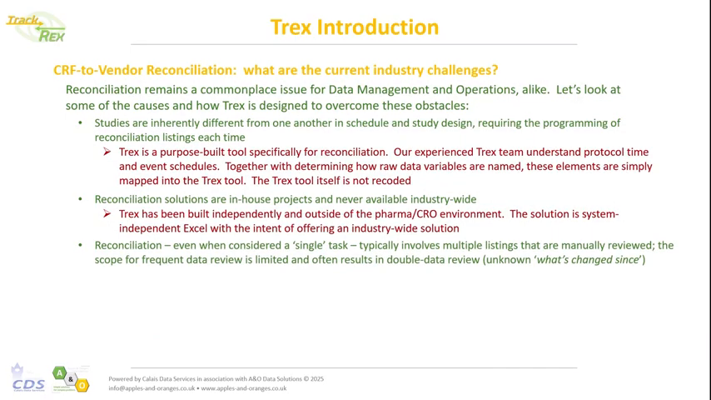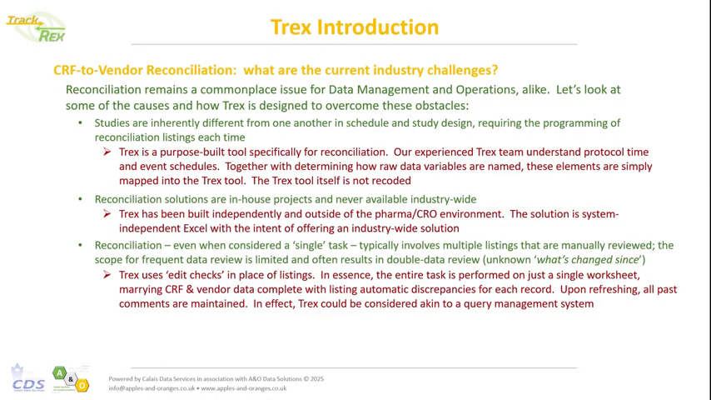Reconciliation, even when considered a single task, typically involves multiple listings that are manually reviewed. The scope for frequent data review is limited and often results in double data review. Unknown what's changed since. TrackREX doesn't use listings. Edit checks are used in place of listings.